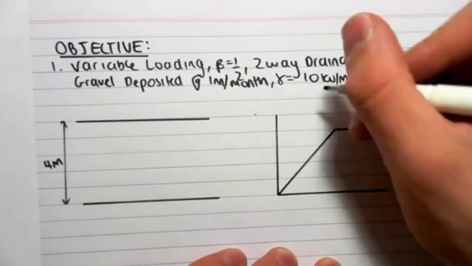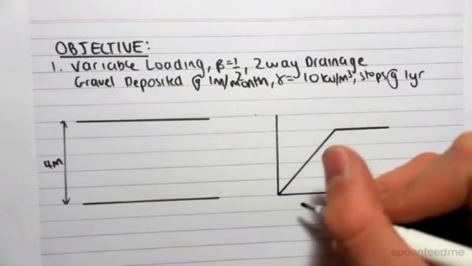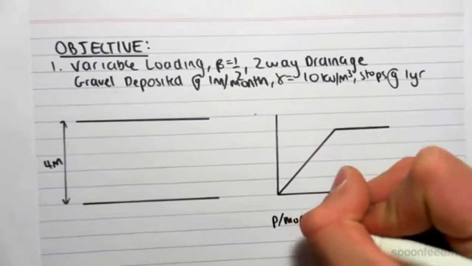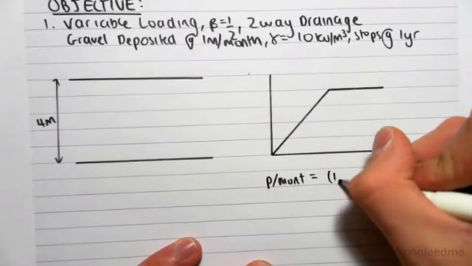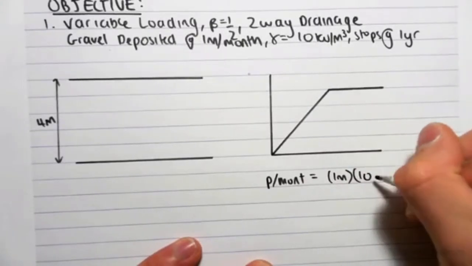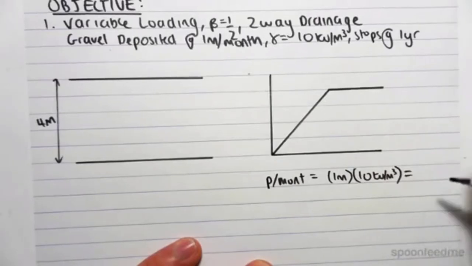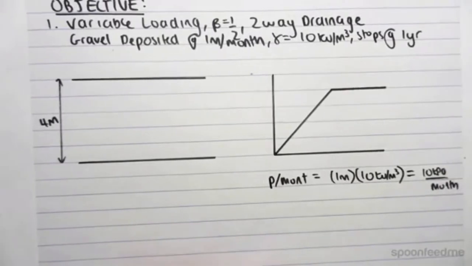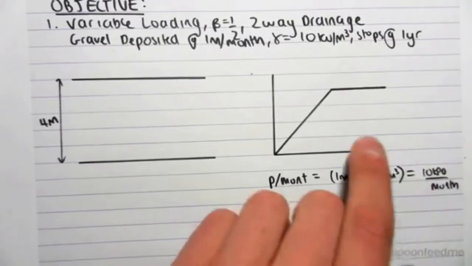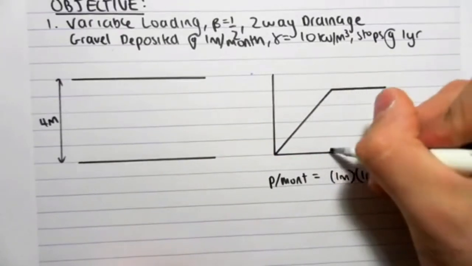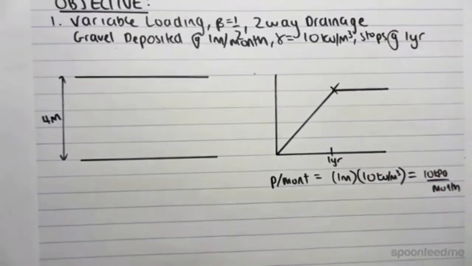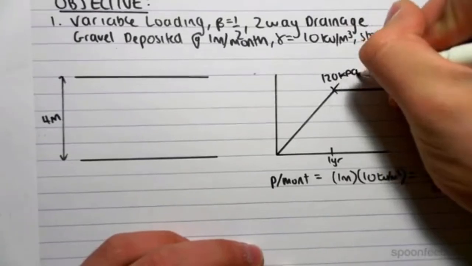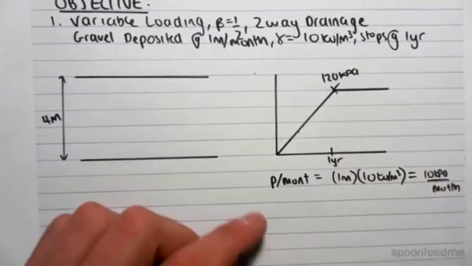So we can work out that the pressure per month will equal the depth per month, so it's getting deposited at 1 meter, and the unit weight is 10 kilonewtons per meter cubed. So this would give us a rate of 10 kPa per month, which means that after 1 year or 12 months, because it stops after 1 year, the total value will be 12 by 10, so it'll be 120 kPa, and that is changing at each time period.